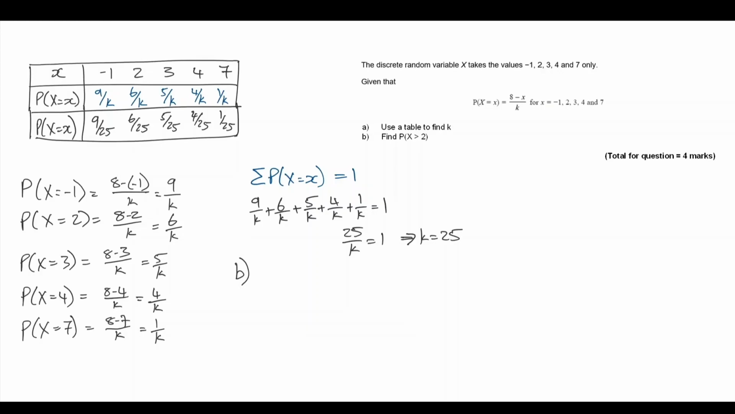In the next part of the question, we're asked to find the probability x is greater than 2. And we always want to rewrite this as a greater than or equal to. So this is the probability x is greater than or equal to 3.